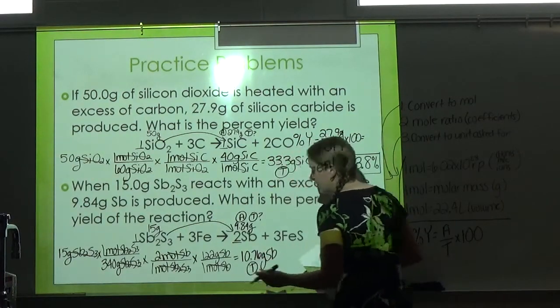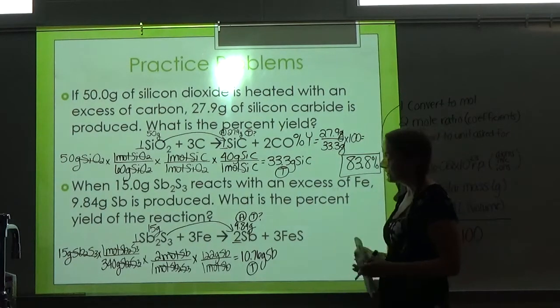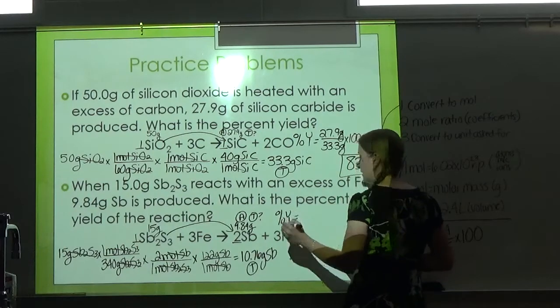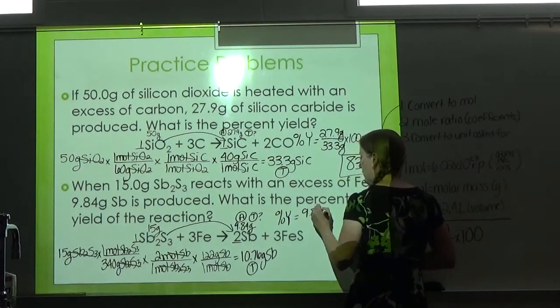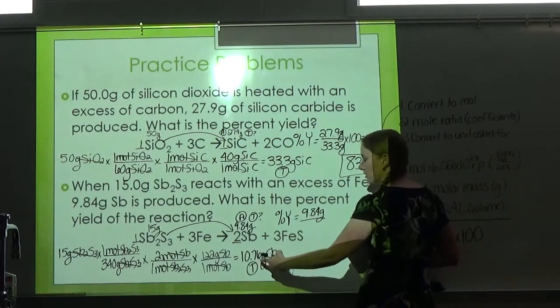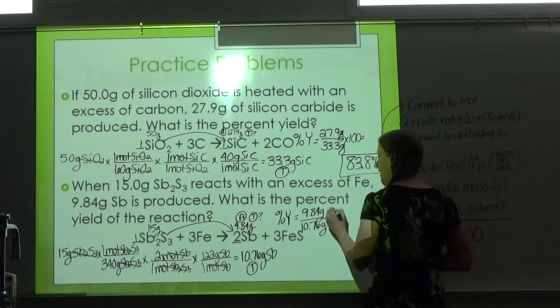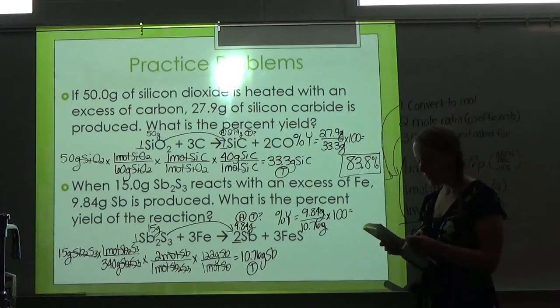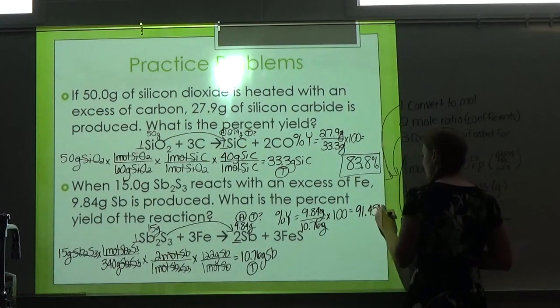So this is my theoretical. Remember, it's not my answer. My answer needs to be what's the percent yield. So then I just plug into my formula. So percent yield is the actual, which is 9.84 grams, over the theoretical, which we calculated we should have gotten, 10.76 grams, times 100 to make it a percentage. Those grams cancel. And so when I solve, I got 91.45%.